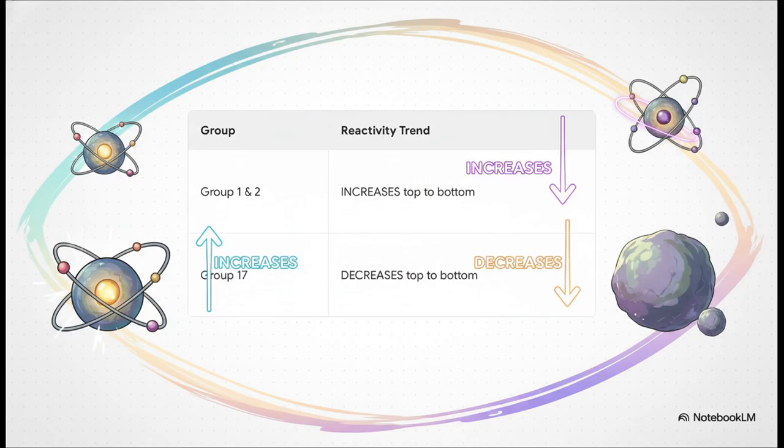Their chemical reactivity actually increases from top to bottom. Why? Well, as the atomic radius gets bigger, those outer electrons get further away from the pull of the nucleus, making them way easier to lose. But flip over to group 17, the non-metal halogens on the right. Their reactivity decreases from top to bottom. They desperately want to gain electrons, and it's much harder for the nucleus to grab a new one when the atomic radius is massive. It is just a beautiful, elegant, inverse relationship playing out right before our eyes.